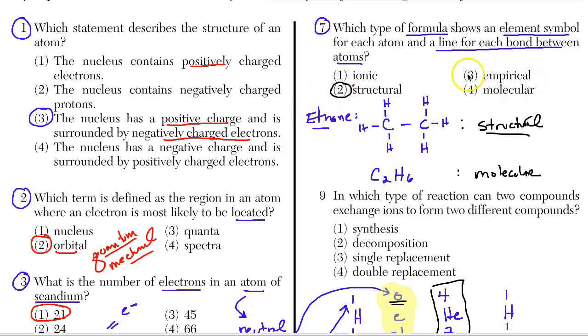Now, let's talk about something that I didn't talk about. Let's talk about one of the choices here that's a distractor, empirical. Now, I said molecular is C2H6. And it's kind of the same as the empirical. Let me show you the difference. The molecular is exactly how a molecule actually bonds itself. Okay, so this is a molecule.